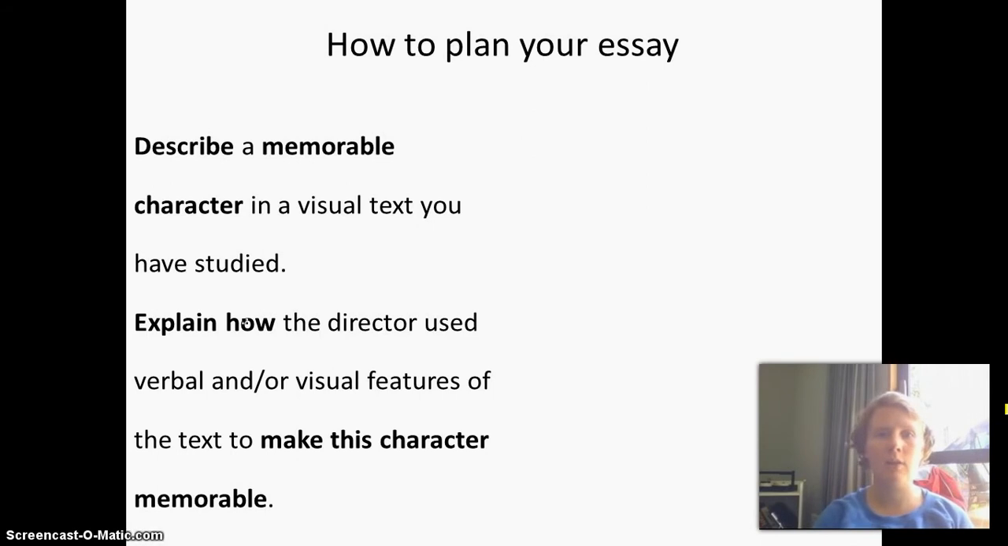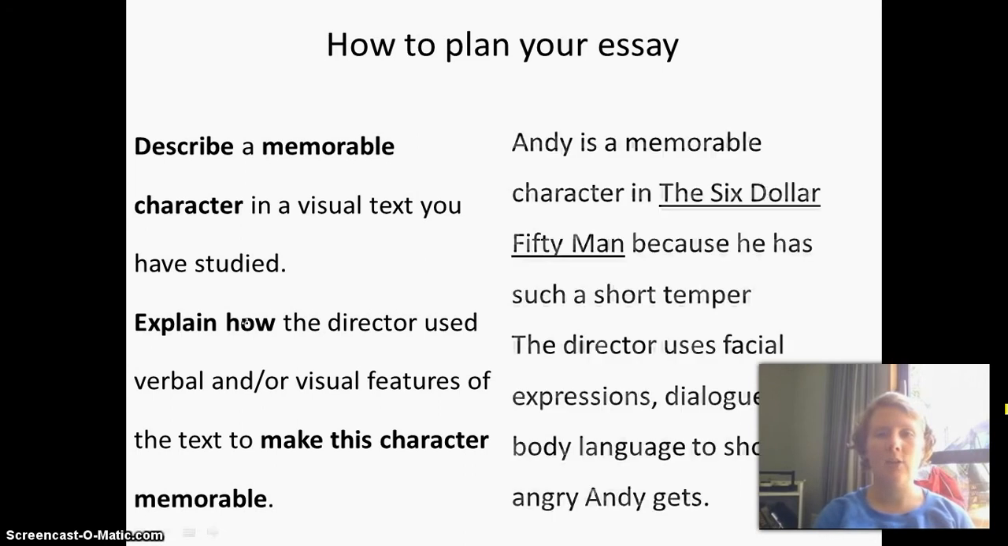Okay, so this is the slide from the last tutorial where we had the question on one side, describe a memorable character, and then on the other side I had rewritten the question in my own words, more as a statement. Andy is a memorable character in the $6.50 Man because he has such a short temper. The director uses facial expressions, dialogue and body language to show how angry Andy gets. So this is the next stage where I actually take that and plan my essay.